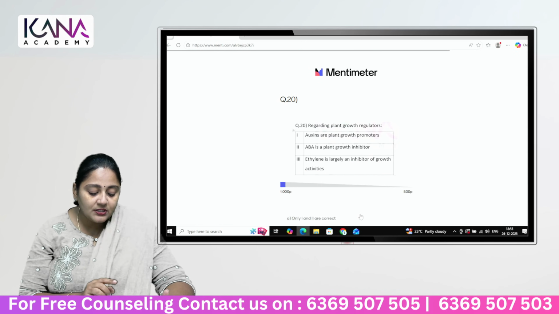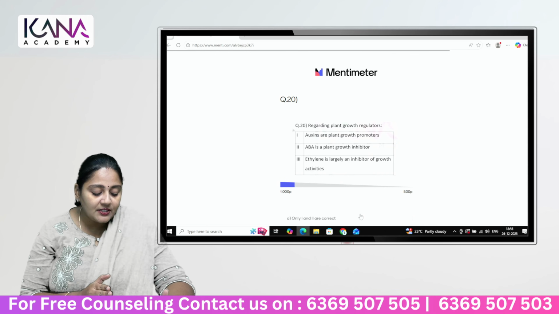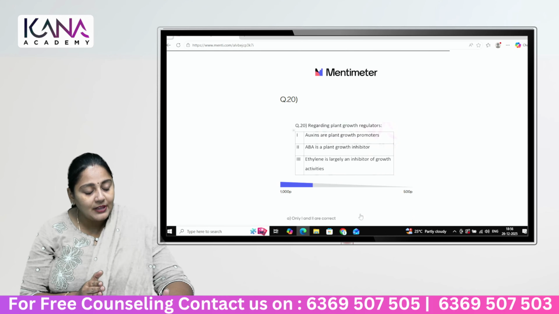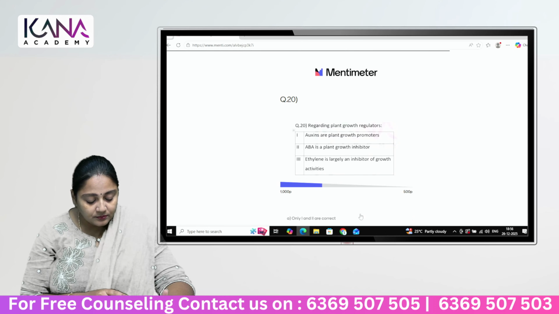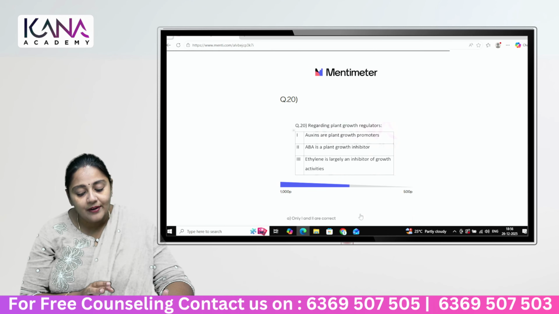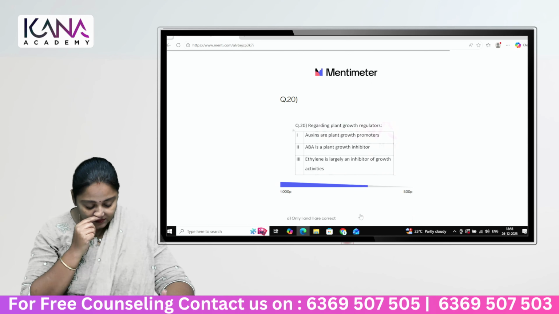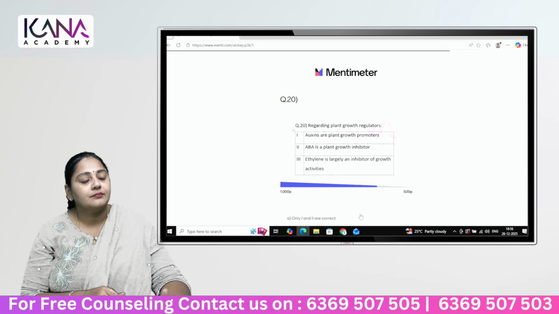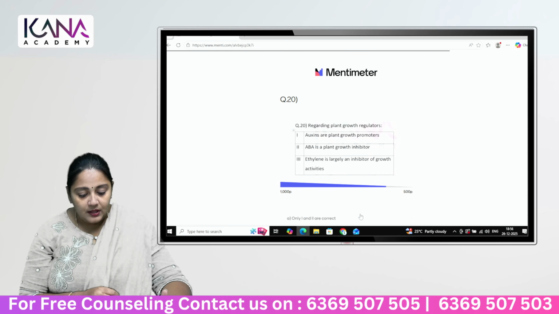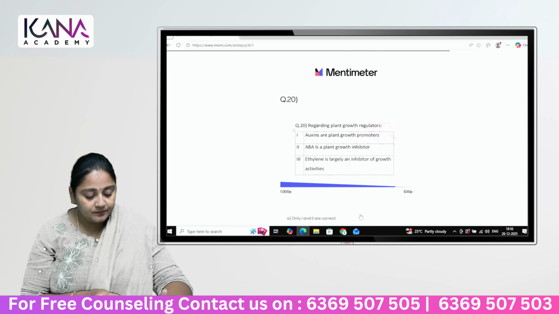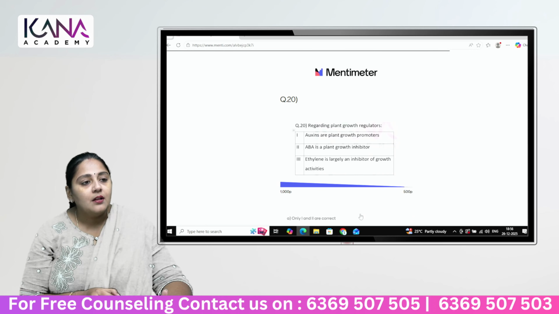Auxins are, first one, auxins are plant growth promoters. Abscisic acid is a plant growth inhibitor. Ethylene is largely an inhibitor of growth activities. And only 1 and 2 are correct. 1 and 3 are correct. 2 and 3 are correct. 1, 2, 3 are correct. You're left with 15 seconds. சீக்கிரமா ஆன்சர் பண்ணுங்க. You're left with no more time.